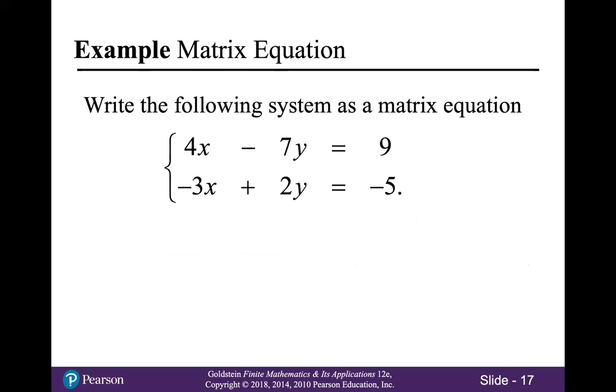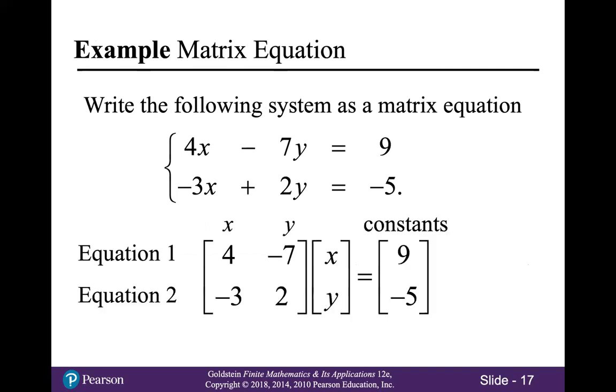So for example, to write this system as a matrix equation, 4x minus 7y equals 9, and negative 3x plus 2y equals negative 5, it just looks like this. So your matrix A, your coefficient matrix, is 4, negative 7, negative 3, 2. Your column matrix X just has the variables X and Y. And the matrix B has the constants on the right-hand sides.